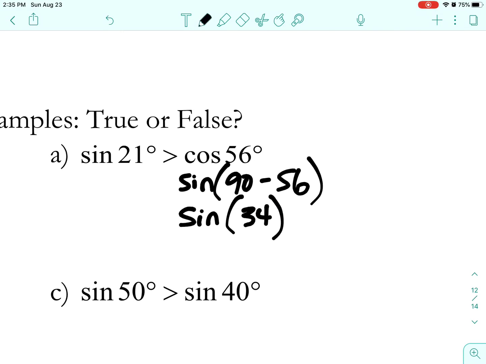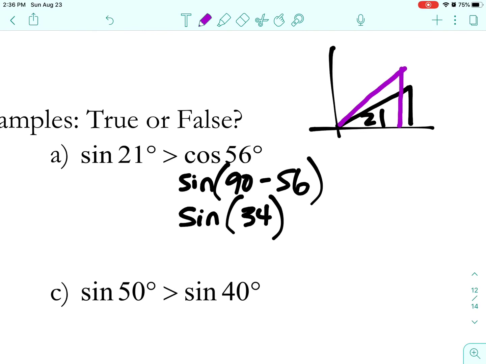Here's how I want you to think about this. Sine of 21, can you picture where 21 degrees is on the unit circle? So let's say that's 21 degrees. Where would 34 be? It's a little bit higher, right?